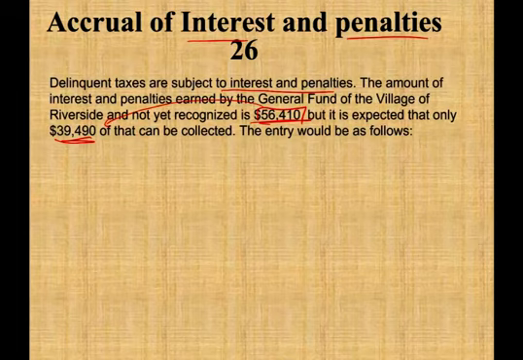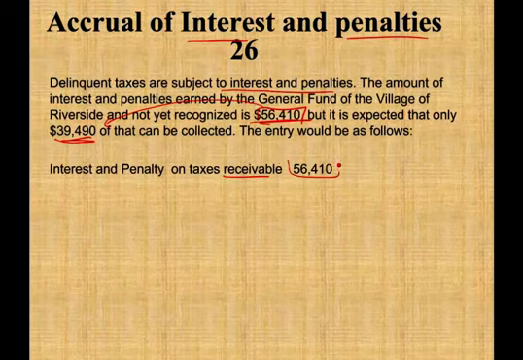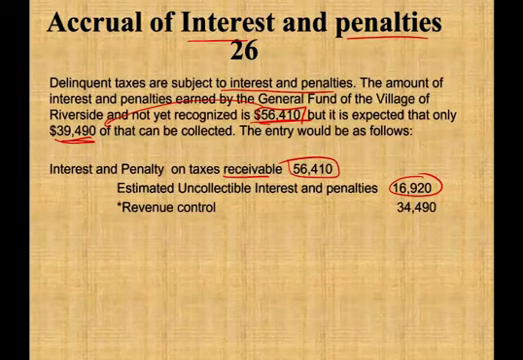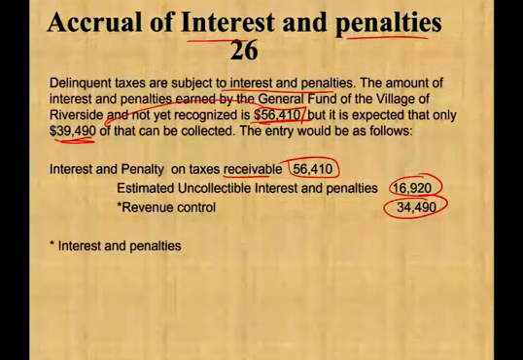So they have to estimate an uncollectible amount. So the debit to the receivable is for the full amount. However, we estimate that $16,920 will not be collected. Therefore, we can recognize revenue of interest and penalties of $39,490. Again, what type of revenue is this? Interest and penalties.